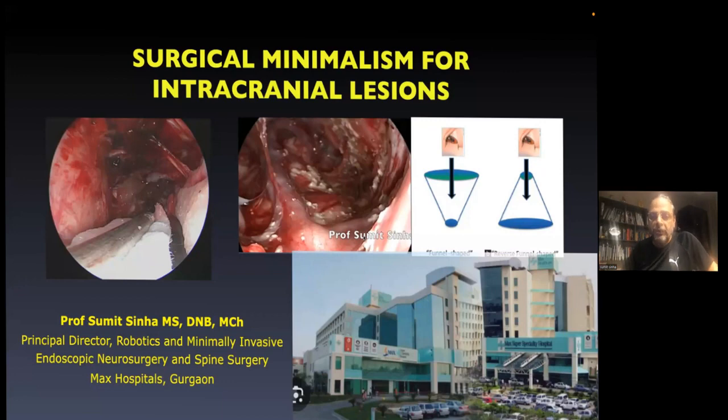At the outset, I would like to thank WFNS and Professor Mickey, Professor Jalali for giving me this opportunity to speak on my passion about this minimalism and keyhole endoscopic assisted approaches. Of course, a wonderful anatomical depiction of these approaches and the surgical depiction of these approaches in the last two lectures have been given.